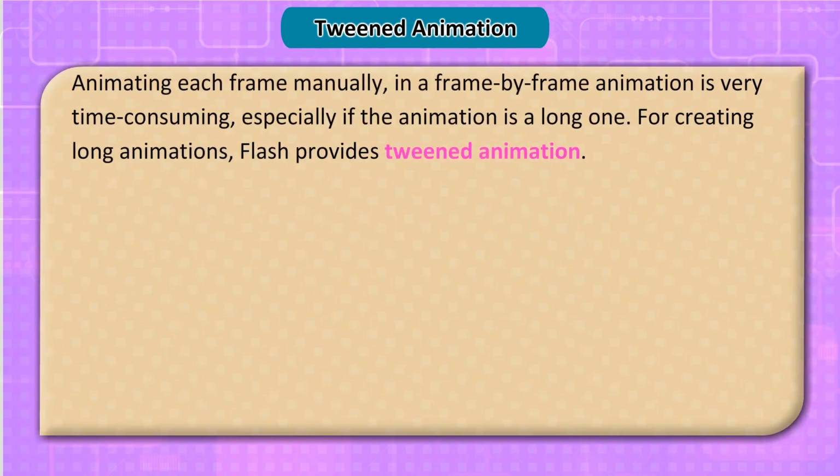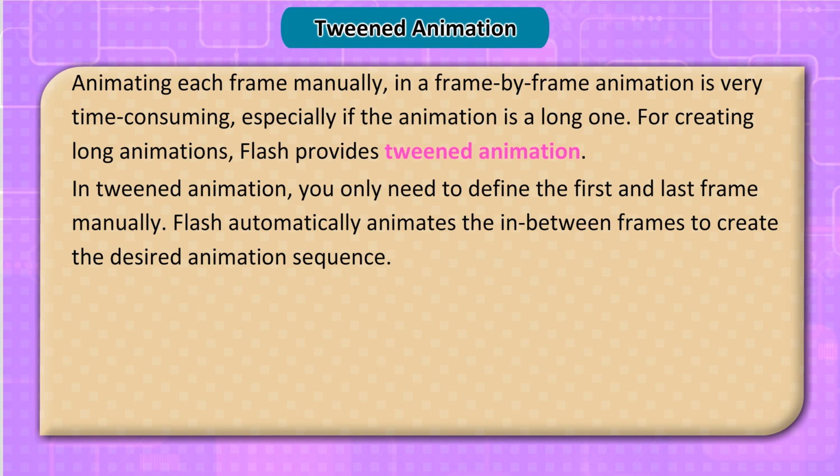Tweened animation. Animating each frame manually in a frame-by-frame animation is very time-consuming, especially if the animation is a long one. For creating long animations, Flash provides tweened animation. In tweened animation, you only need to define the first and last frame manually. Flash automatically animates the in-between frames to create the desired animation sequence.